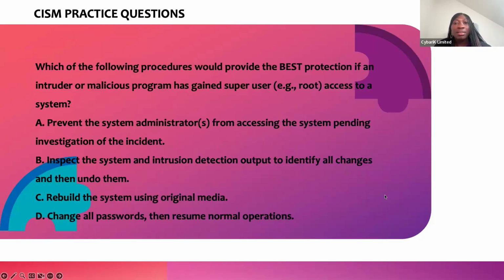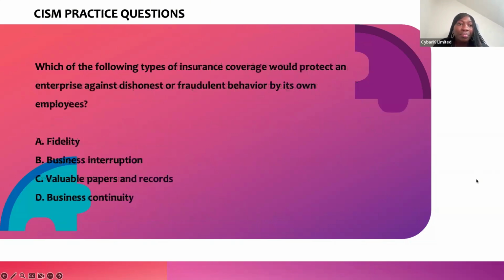All right. And then this is my second to the last question. Which of the following procedures would provide the best protection if an intruder or malicious program has gained super user access to a system? The answer is rebuild the system using original media. Start again. When they gain the super user access, then you have to rebuild the system again using the original media. Very important.